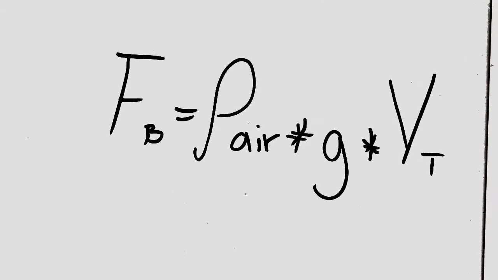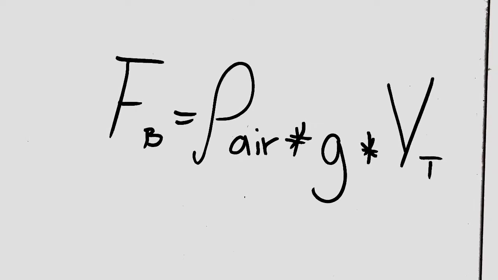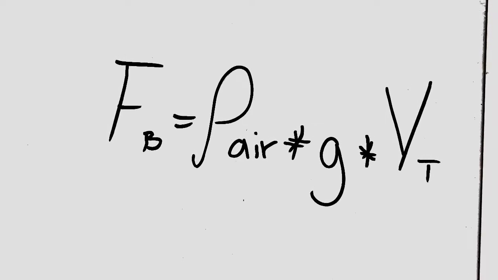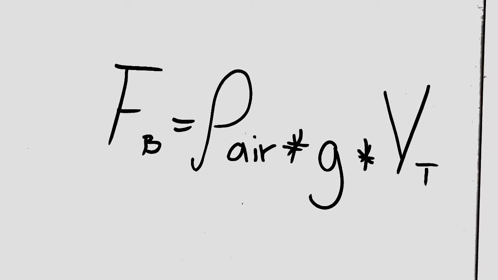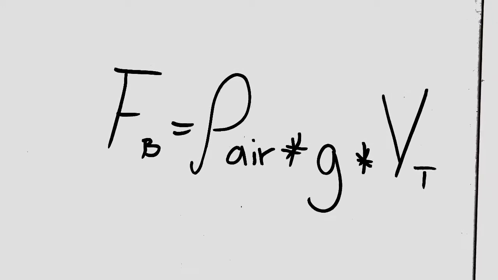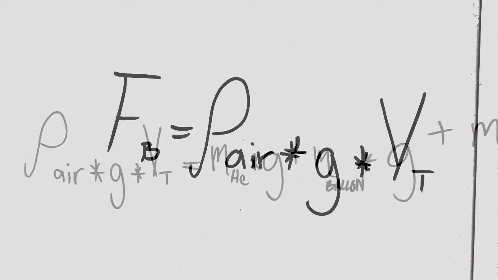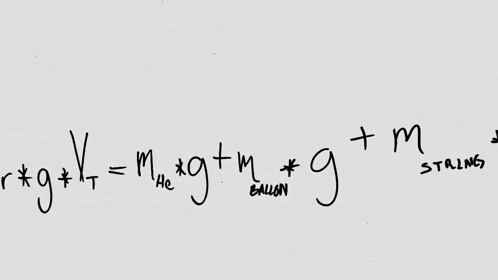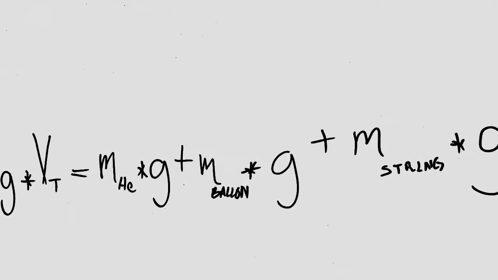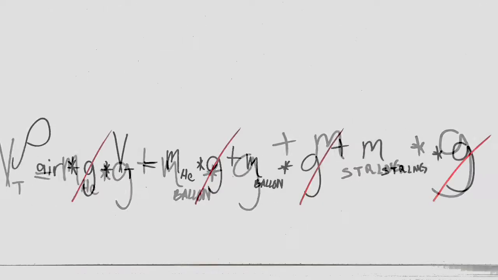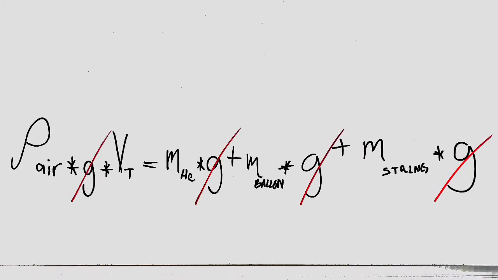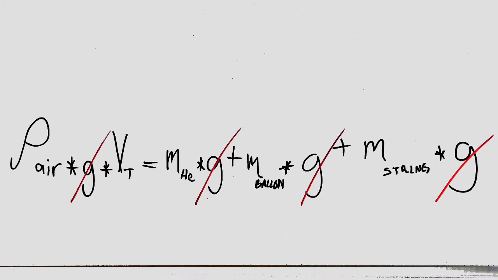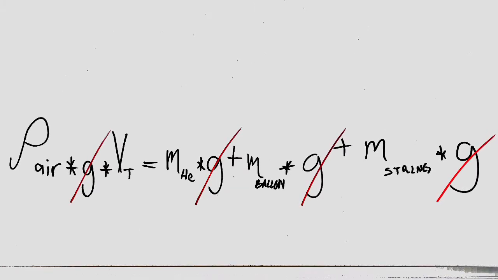Now let's analyze the other part of the equation. We can break down the force B into the density of the air times gravity times the total volume of the balloon. Applying all the changes, this is the formula we get. We can see that the gravity is present in both parts of the equation, so we can get rid of it, obtaining the following formula.